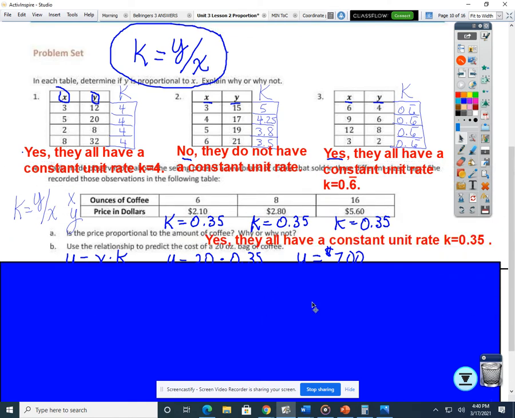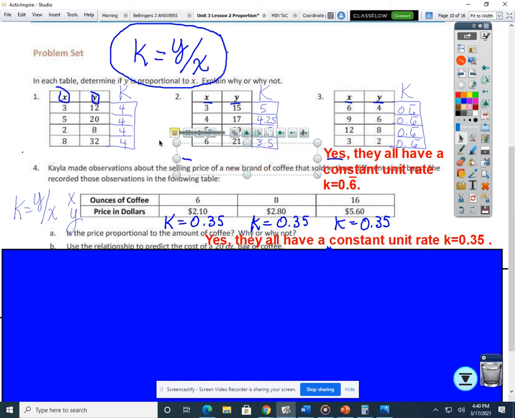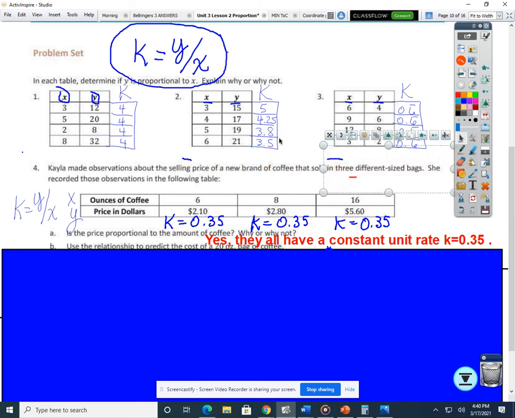they're asking us to look at our table here about the price of coffee and the observations that were made about the price of coffee for different sized bags. And these were our observations. I determined that my X is my ounces of coffee and my Y is my price in dollars. So I used my formula K is equal to Y over X to determine my K for each size bag of coffee, my price divided by the number of ounces, and I determined that yes, there is a constant unit rate each time of K is equal to 35 cents.